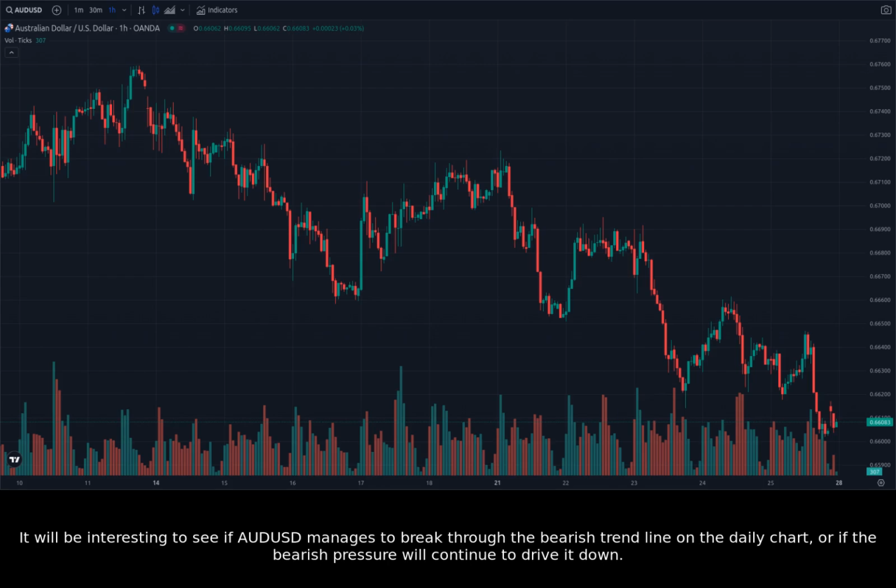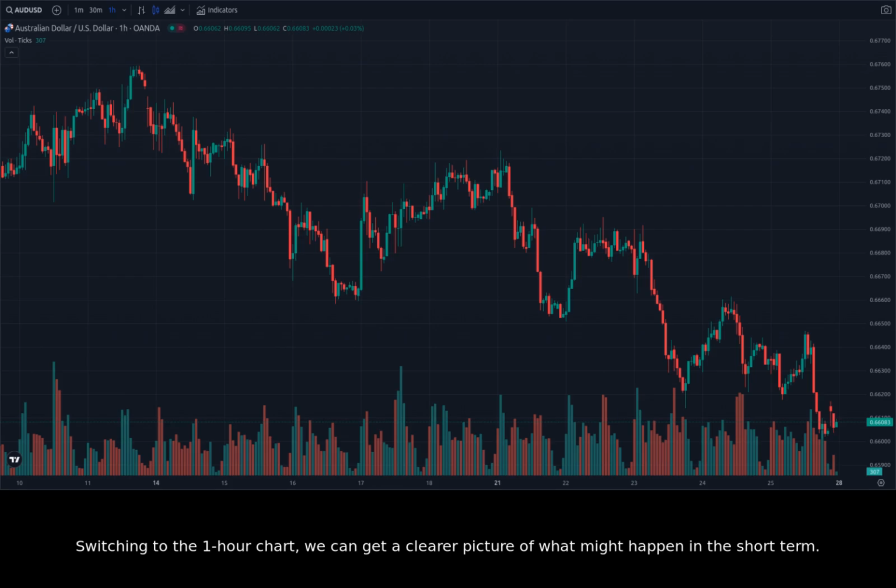Let's shift our attention to the 1-hour chart and examine the more recent price action in more detail. It will be interesting to see if AUDUSD manages to break through the bearish trend line on the daily chart, or if the bearish pressure will continue to drive it down. Switching to the 1-hour chart, we can get a clearer picture of what might happen in the short term.